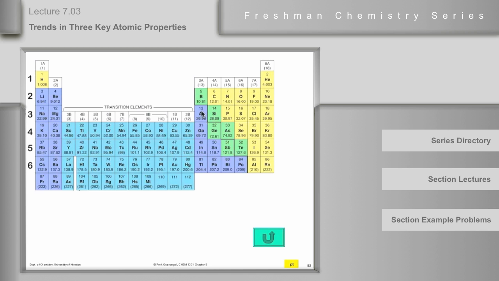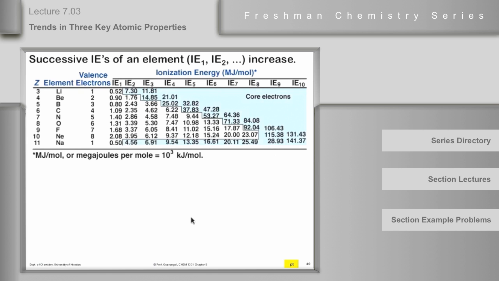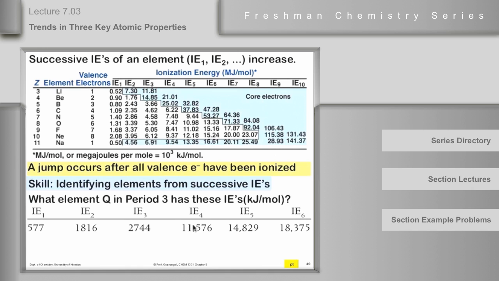Start here, take away this one, and you take away that one, and you take away that one, and then the next one that goes is a neon electron, and you pay dearly to get a neon electron out of there. Is this clear? Do you have questions? Okay. So Q is aluminum. And you could draw a line between the valence electrons and the core electrons.